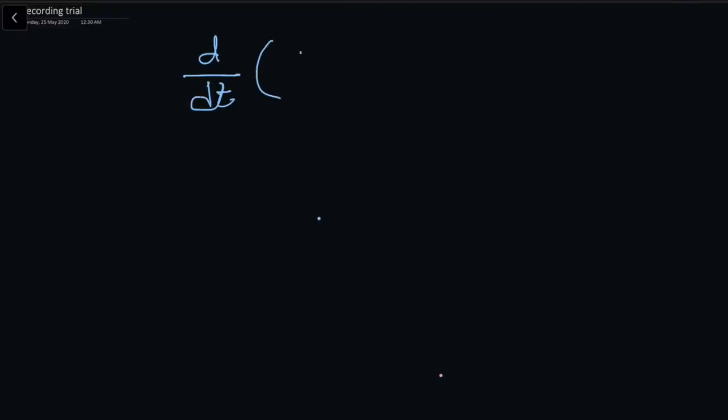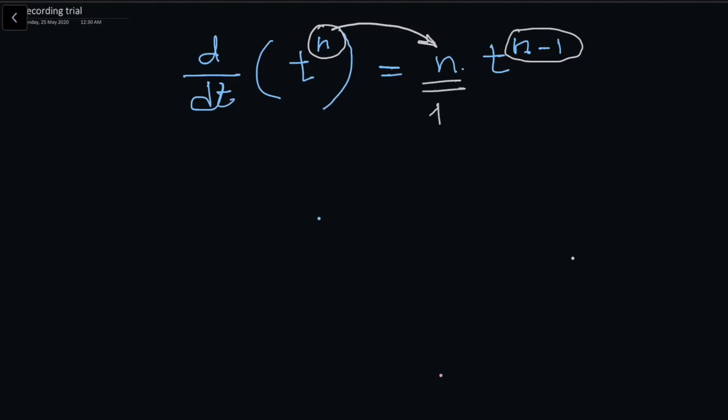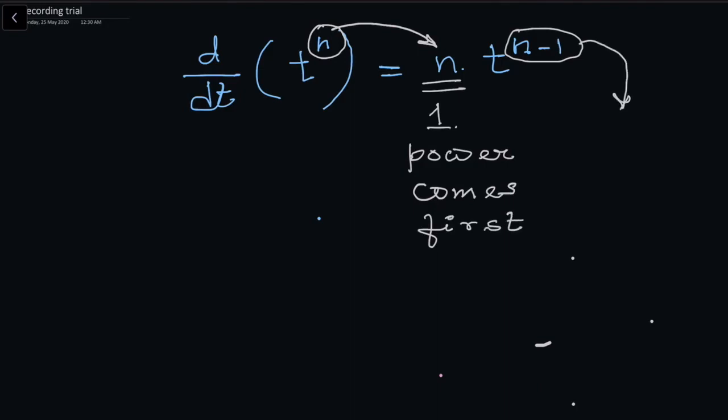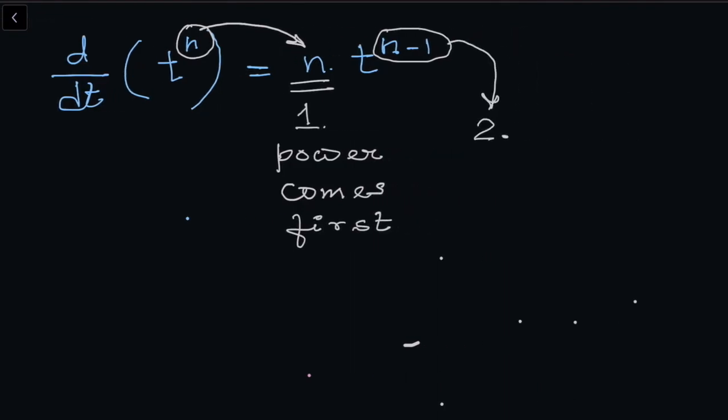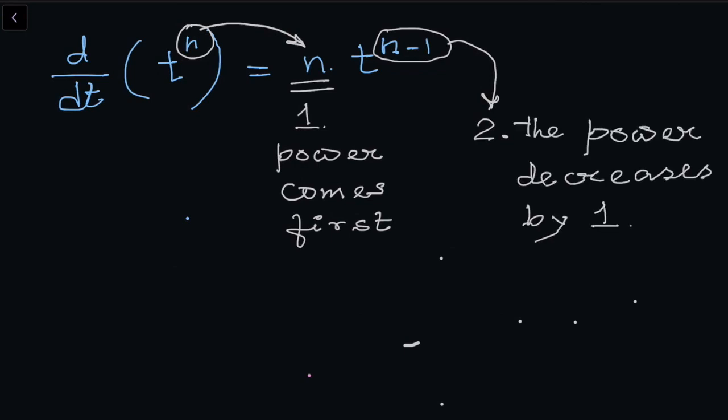So let us learn this important formula. Formula is derivative of t to the power n will be n t to the power n minus 1. Look at this. The power n comes before, and then the power of t decreases by 1, that is n minus 1. So remember it, n into t to the power n minus 1.